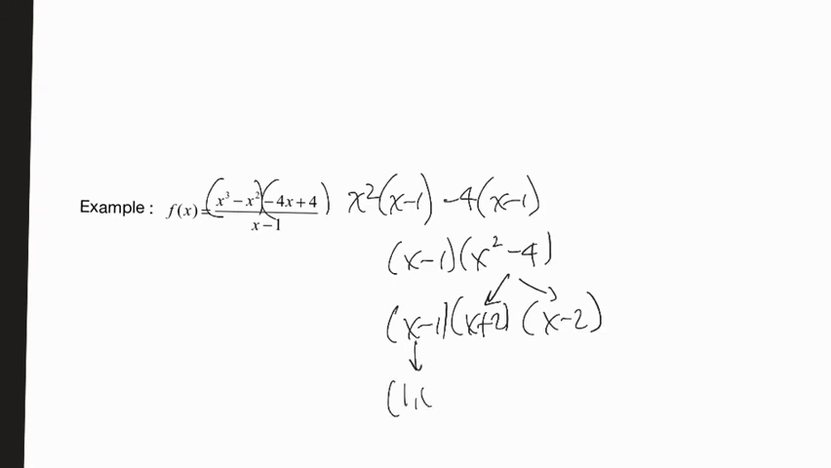The first one is going to be at 1, 0. The next one at negative 2, 0. And the last one at 2, 0.